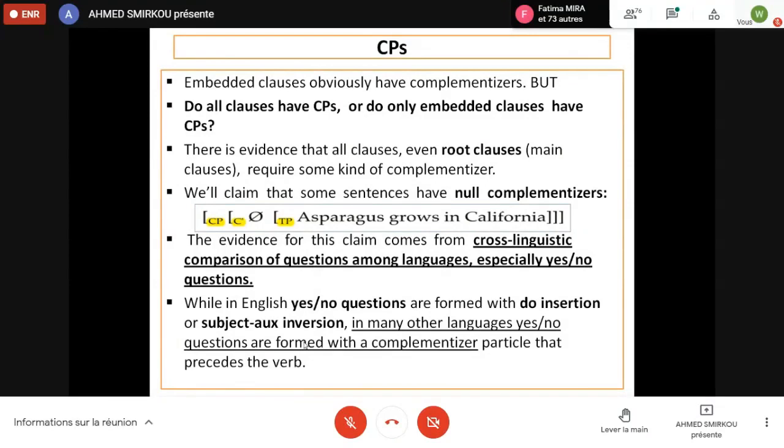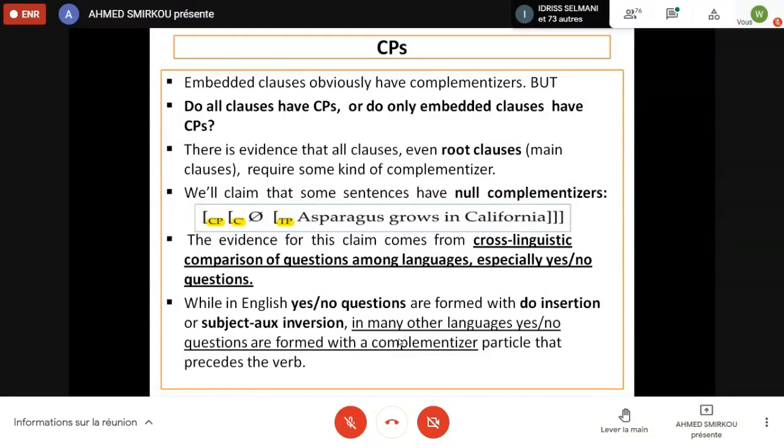Or we use subject aux inversion. For example, you say, will you travel tomorrow? Will is an auxiliary. So we use subject aux inversion to form yes or no questions. So these are the two ways to form yes or no questions in English. Good. However, in many other languages, yes or no questions are formed with a complementizer particle that precedes the verb.